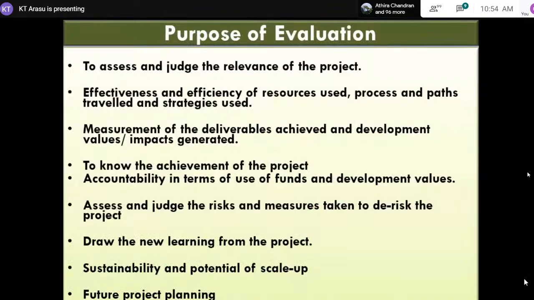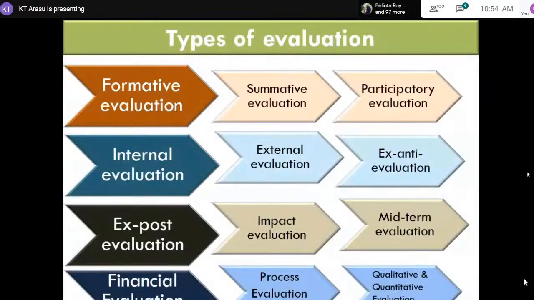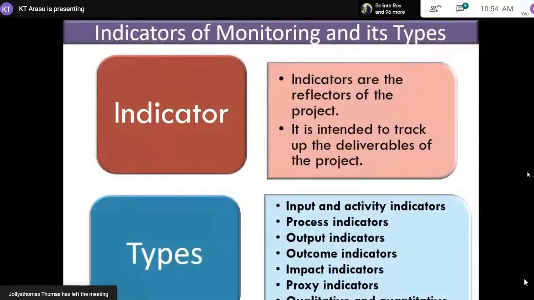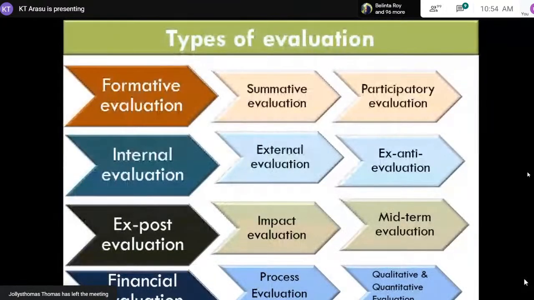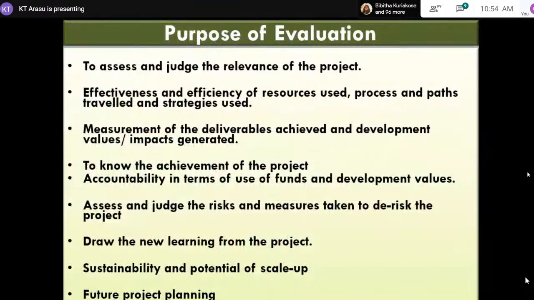These are some types. The purpose of evaluation: as I told you, the purpose is to assess and judge. Already I told you, the effectiveness and efficiency of the project. Measure the deliverables, whether we have reached, and to what extent we have achieved.